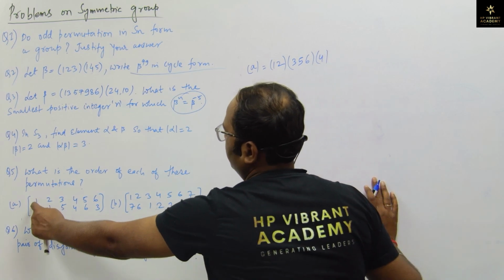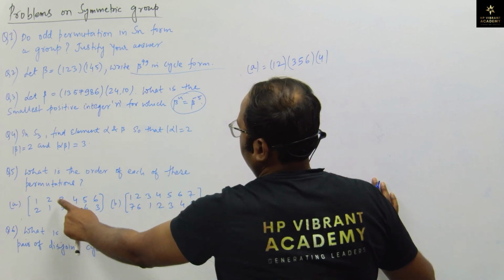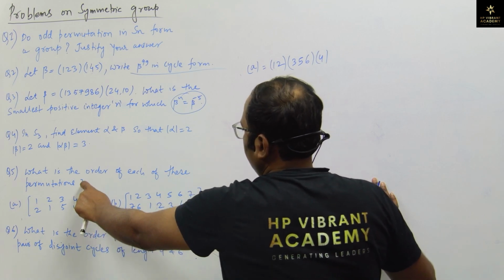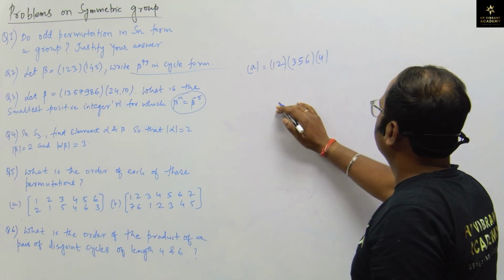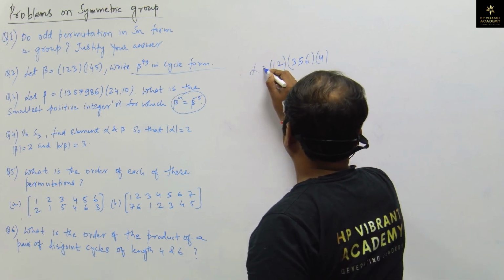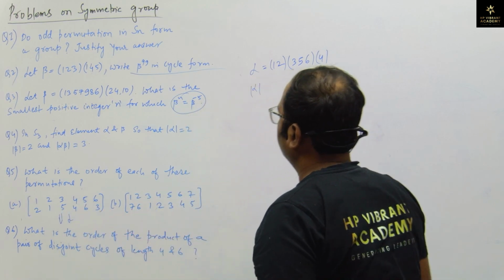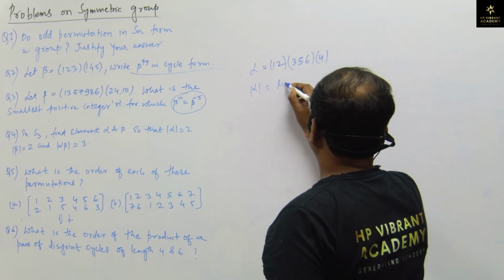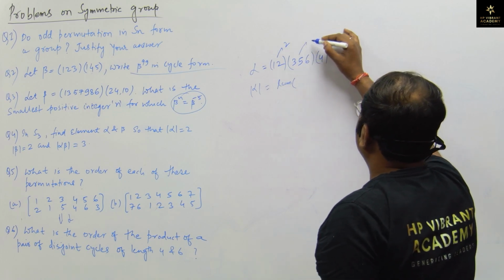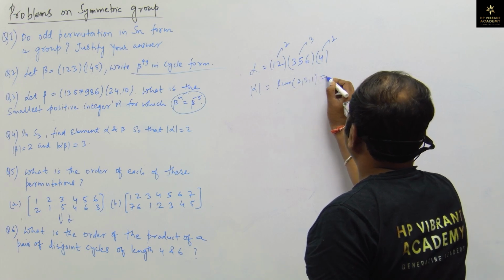So we have 1 goes to 2, 2 goes to 1. Now 3 goes to 5, 5 goes to 6 and 6 goes to 3. This is closed. Now we have 4 goes to 4. So these are disjoint cycles. Let us take this permutation as alpha. The order of alpha will be the LCM of the lengths of these cycles. The length of (1 2) is 2, the length of (3 5 6) is 3 and the length of the last is 1. So LCM of 2, 3 and 1 is equal to 6.